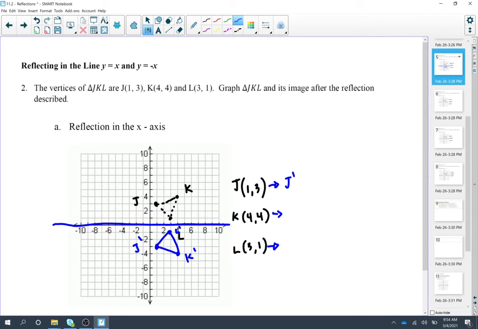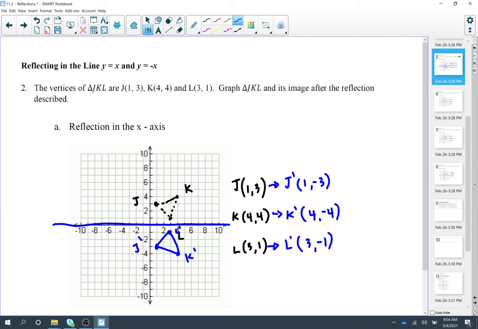Then if I go and kind of sum things up here, J prime is at 1, negative 3. K prime is at 4, negative 4. And L prime is at 3, negative 1.